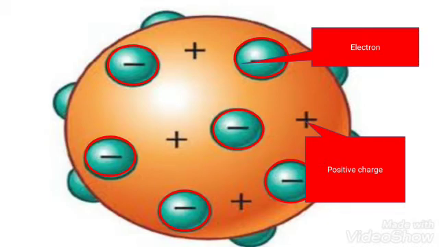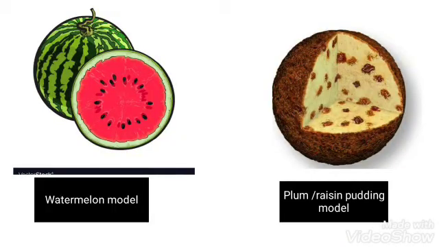Many different names are given to this model, for example, plum pudding, raisin pudding, or watermelon model. This model can be visualized as pudding or watermelon of positive charge with plums or seeds embedded into it. An important feature of this model is that the mass of the atom is assumed to be uniformly distributed over the atom.